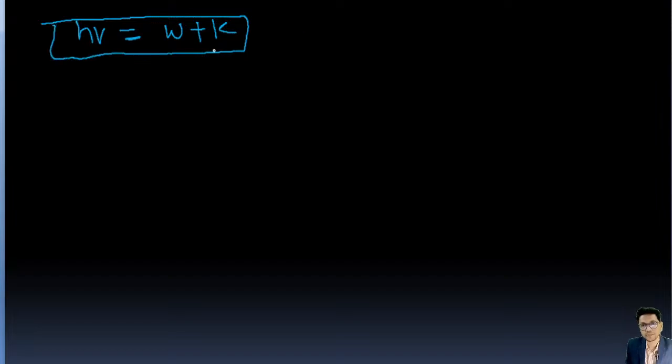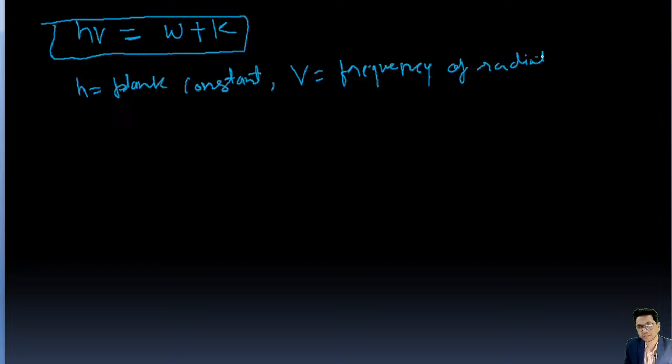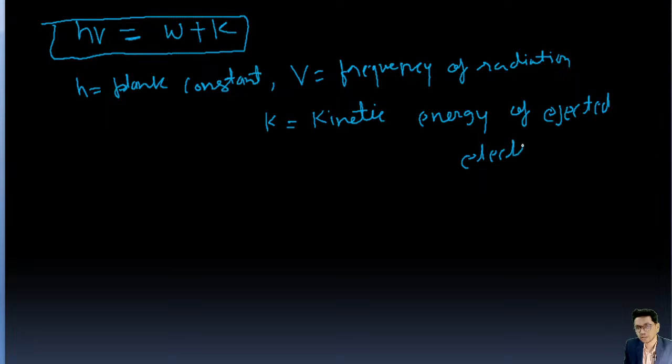Okay, so that's what Einstein said, and then he has given his equation. For the electron, h nu equals W plus K. This is Einstein's equation, where h is the Planck constant, nu is the frequency, and K is the kinetic energy of the electron.